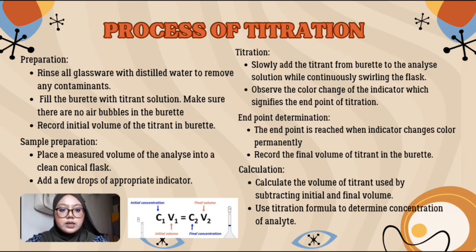Then we have endpoint determination. The endpoint is reached when the indicator changes color permanently. Then we have to record the final volume of the titrant in the burette. The last one is calculation. Calculate the volume of titrant used by subtracting the initial and final volume. Use the titration formula to determine the concentration of analyte.